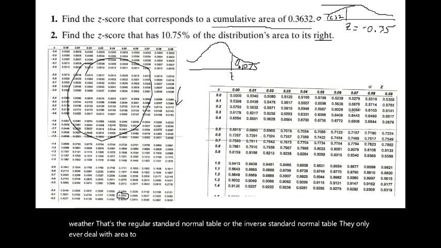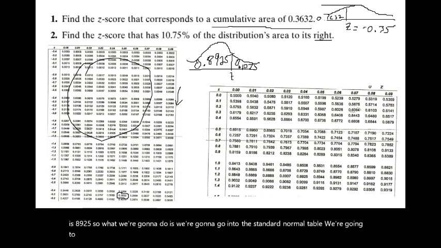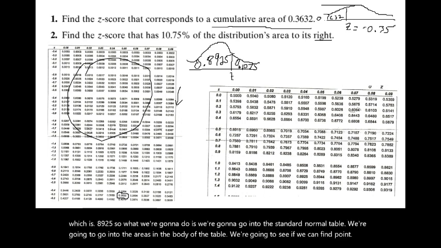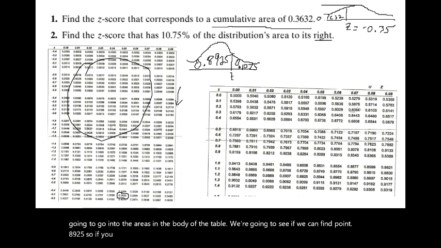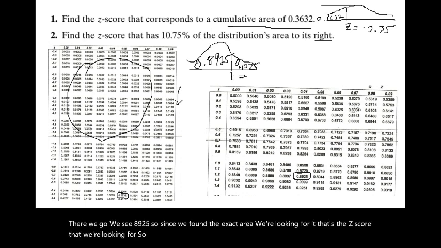The easiest way to find the area to the left is just 1 minus 0.1075, which is 0.8925. So we go into the areas in the body of the standard normal table and see if we can find 0.8925. If you look right here, there we go, we see 0.8925. Since we found the exact area we're looking for, that's the z-score we're looking for. The z-score that goes with that cumulative area to the left is 1.24.